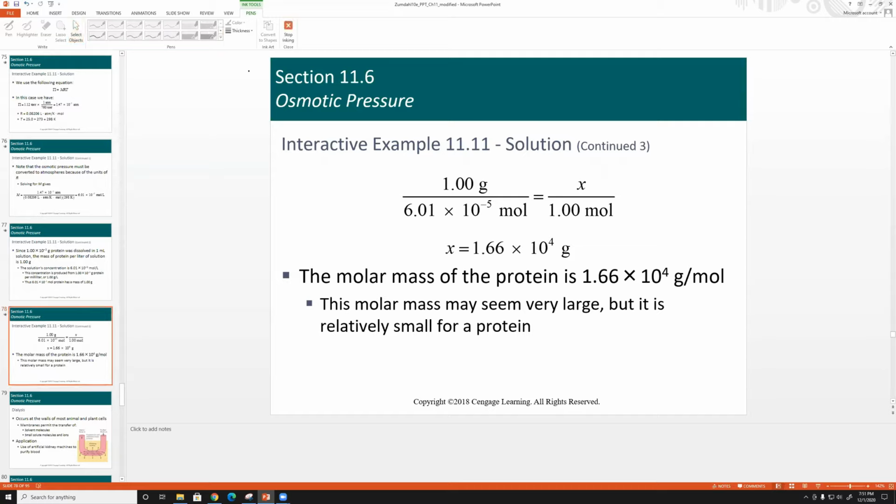This makes sense. It's a relatively small protein. Proteins range from 10,000-ish to over 100,000 grams per mole. So this is about 16,000 grams per mole. So that makes sense.